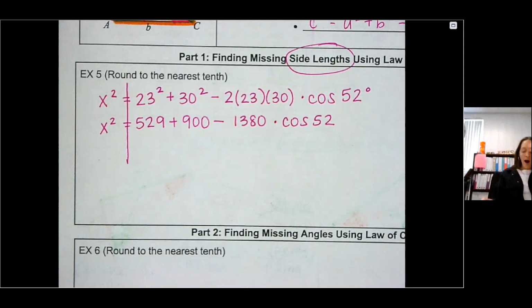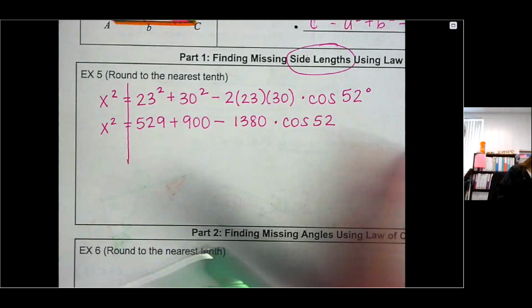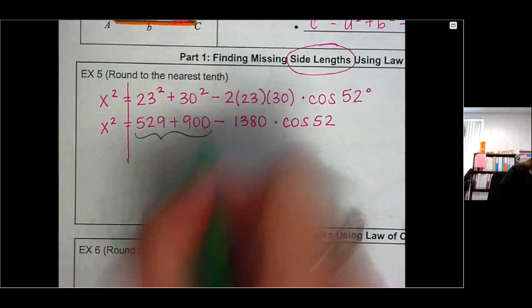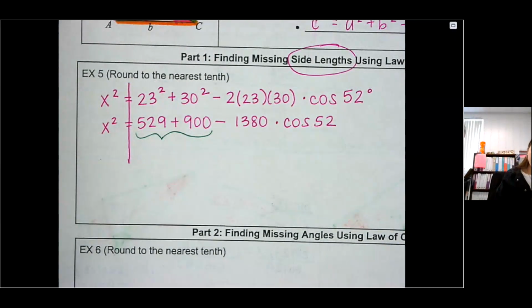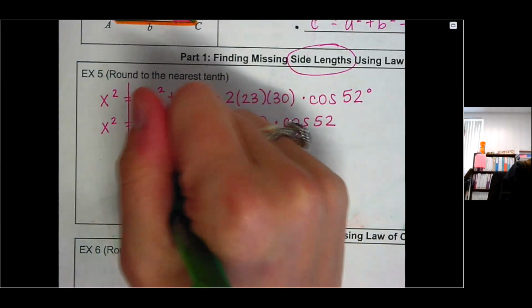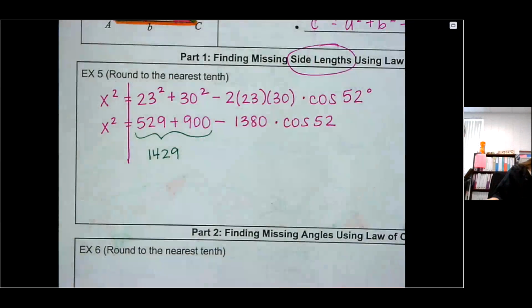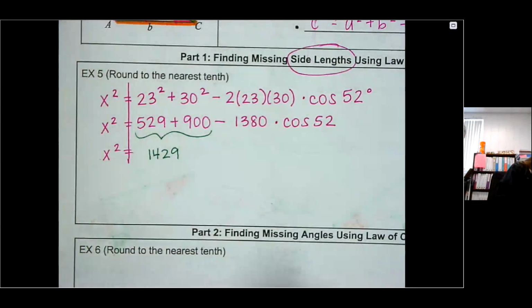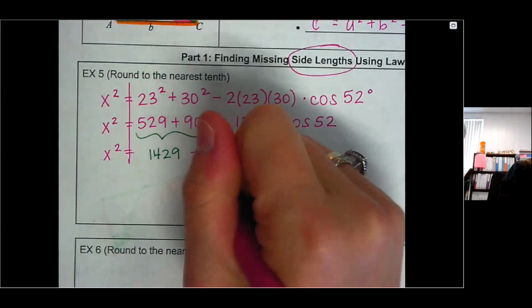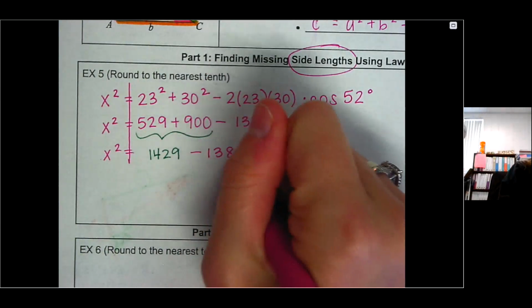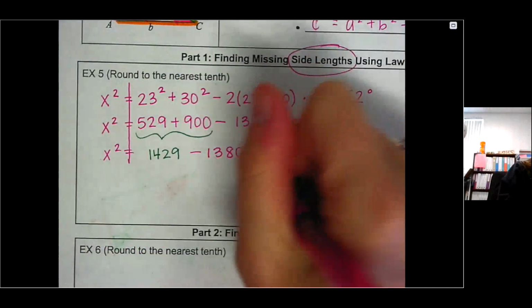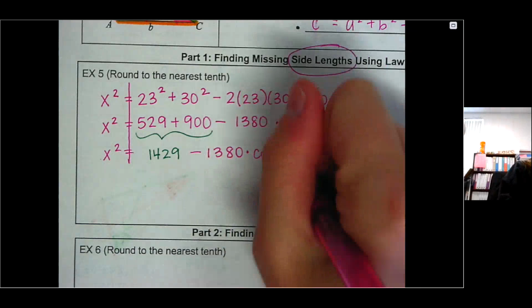Now, I can combine like terms. On the right, I definitely see just some regular addition here. So I'm going to combine together the 529 and the 900 to get 1429. And then I'm going to bring down everything else. Minus 1380 times the cosine of 52.